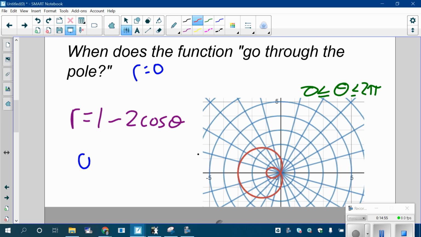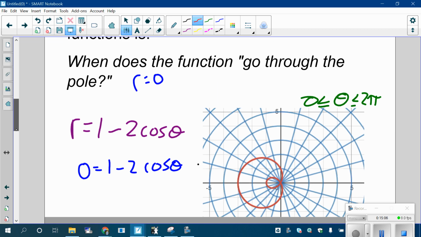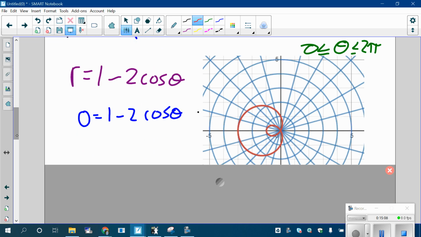Yeah, so when does something go through the pole? When the radius equals 0. How do you solve that equation? Well, this equation we can actually solve by hand. Pause and solve that trig equation by hand.